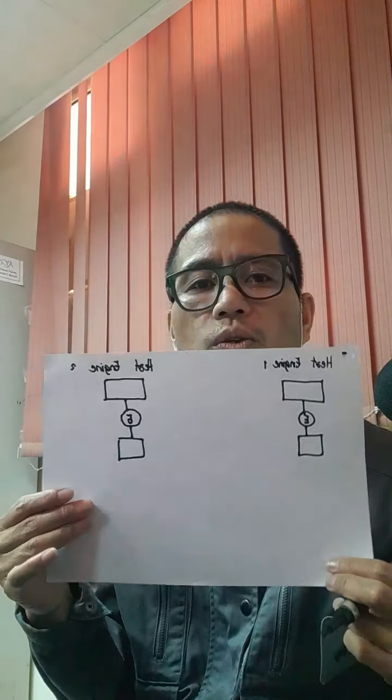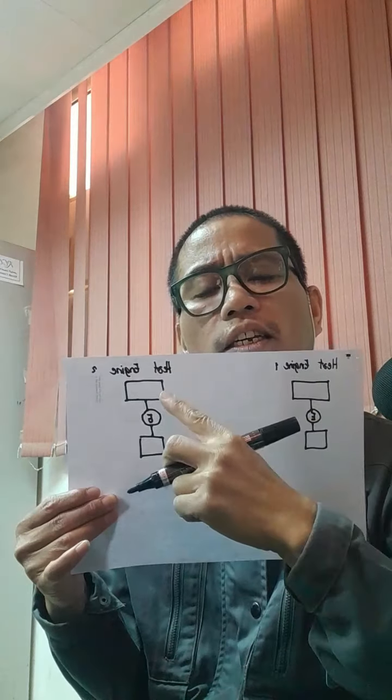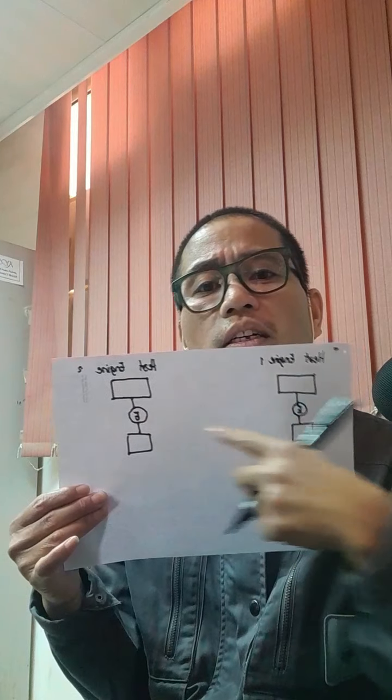So this is heat engine 1, and heat engine 2. Okay, so this is gonna be like this. Okay, class, and this is gonna be like this. So this is our illustration, heat engine 1 and heat engine 2. Okay, these are our engines.